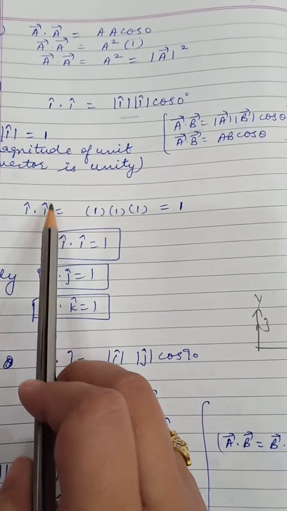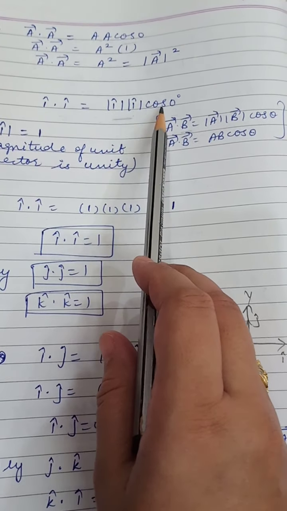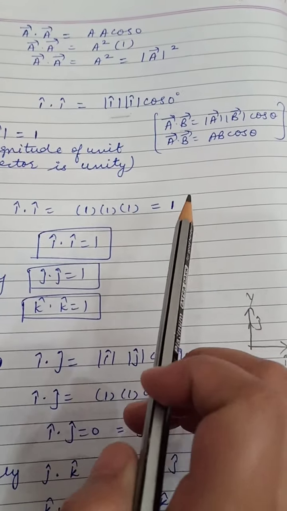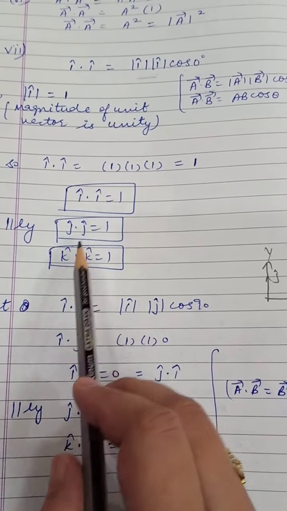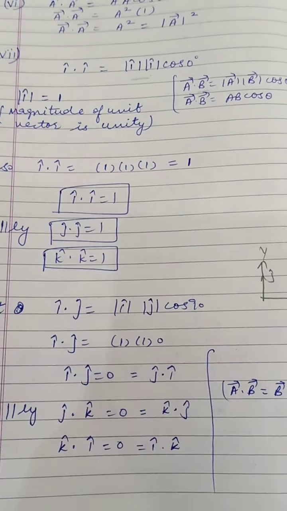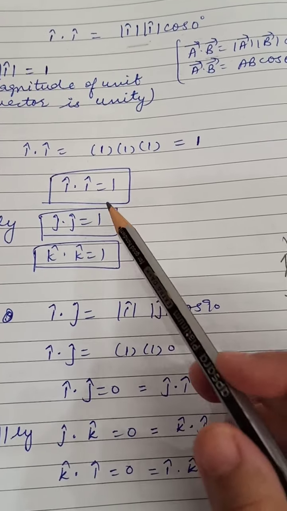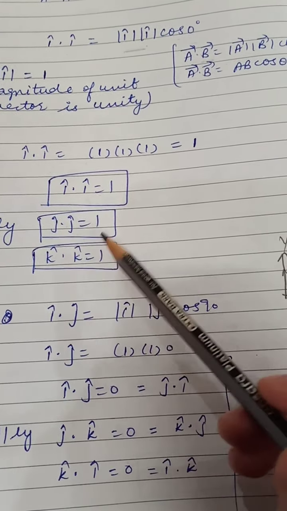So i cap dot i cap is equal to 1, since the value of this is 1, the value of this is also 1, and the value of this is also 1. Similarly, j cap dot j cap is equal to 1, and k cap dot k cap is equal to 1. This means that the scalar product of two same base vectors is unity.